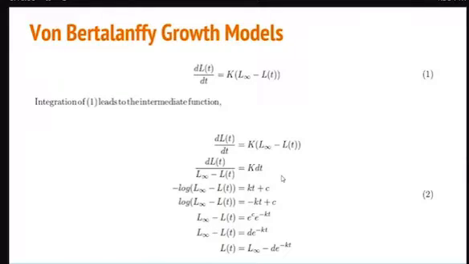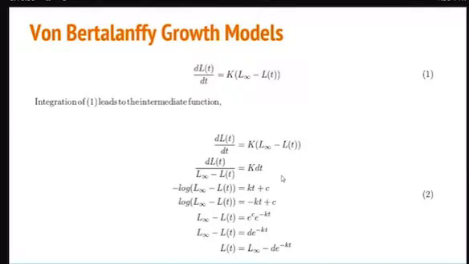Now, putting the integral on the left side, I'm integrating 1 over L infinity minus L of t with respect to L of t. If I differentiate the denominator with respect to L of t, that will give me -1. So I put a -1 here and a negative outside, and the negatives cancel out.